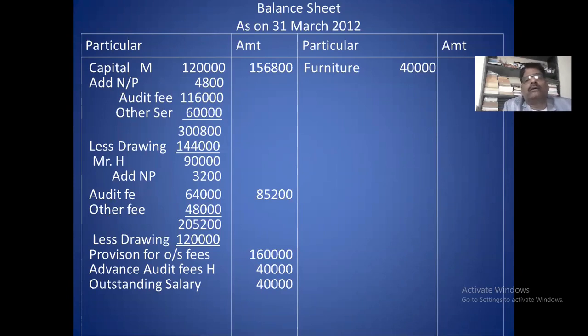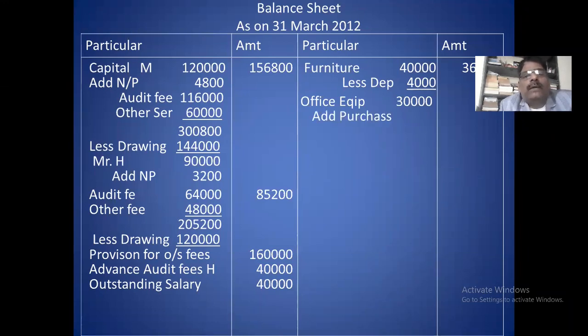Asset side furniture. Furniture is 40,000. Less depreciation 4,000, 10%. Okay. Second, office equipment. Office equipment you take from the balance sheet value. Balance sheet value is 30,000. Then add purchases. Purchase is 32,000. Total 62,000. Okay. On this total 62,000, you deduct depreciation.